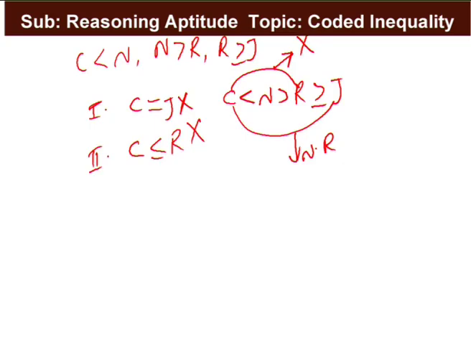According to our question paper, both conclusions are not satisfied. That means neither 1 nor 2 follows. That means we take the neither option, which according to our question paper is the fourth option.